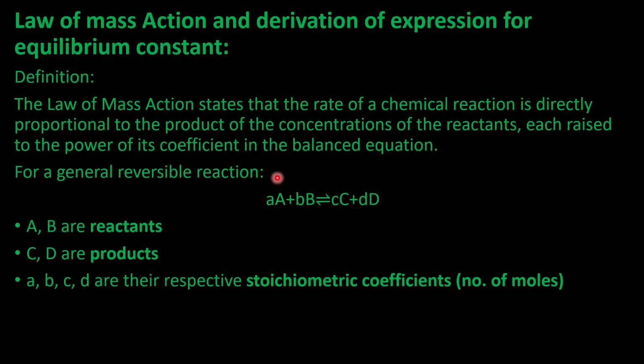So the rate of reaction is directly proportional to the concentration of the reactants. More concentration, more will be the rate of reaction. In this equation, capital A and B are reactants, C and D are products, while small a, b, c, d are their respective stoichiometric coefficients. You can say number of moles.